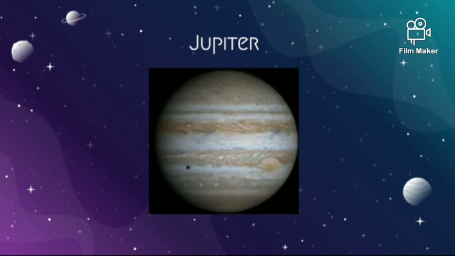Jupiter is the fifth planet in the solar system. It's the largest planet in the solar system. It's also the oldest planet in the solar system, being even older than the Sun. Jupiter is a gaseous body. It has no defined inner surface. It has 79 satellites.